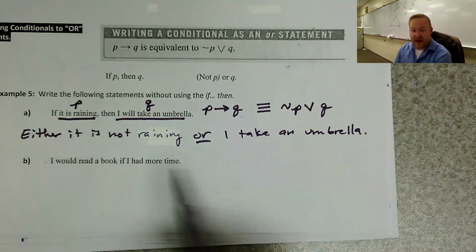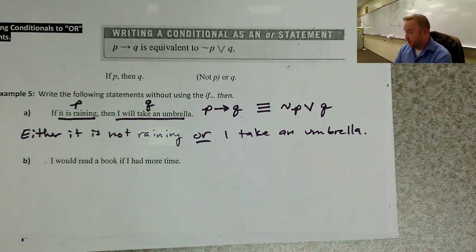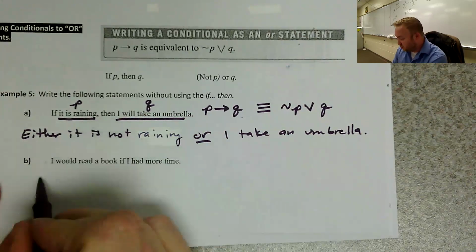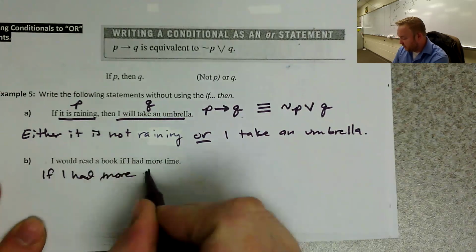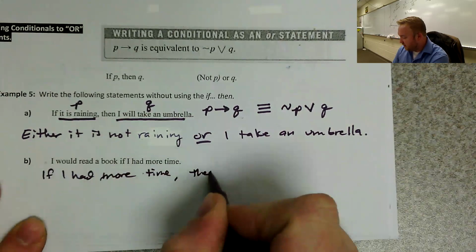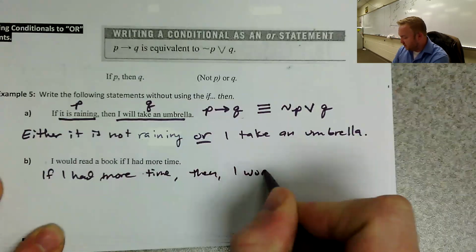I would read a book if I had more time. Be really careful about your if-then here, because this is a conditional, and it would be: if I had more time, then I would read a book.